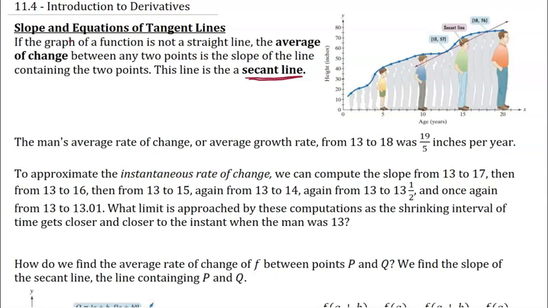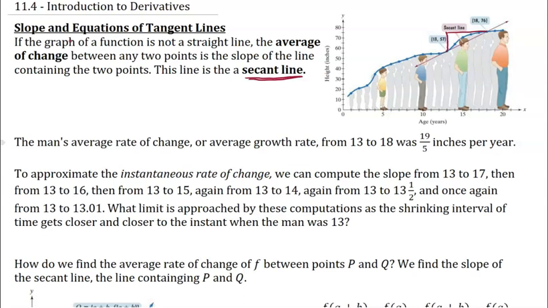Okay, so we're talking about average rate of change over an interval. We find the slope between the two endpoints. So in this case, from year 13 to year 18, okay, the man's height increased from 57 up to 76 inches, and then that happened over a period of 5 years. Okay, so from 57 up to 76, that's going to be an increase of 19 inches, and then from 13 to 18 is 5 years. So we end up with 19 over 5 inches per year.